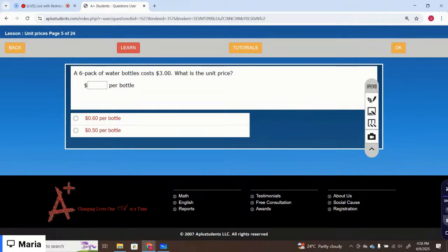A six-pack of water bottles costs $3. What is the unit price? So, which is the correct option? That is 0.50 per bottle. Option number two is the correct option.